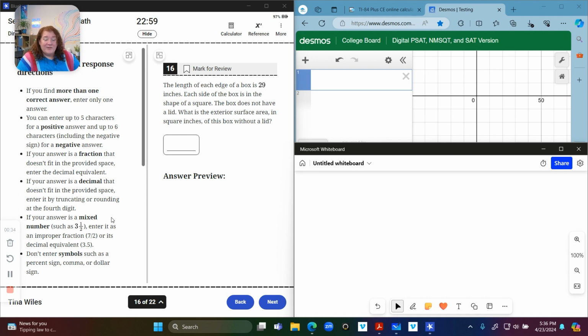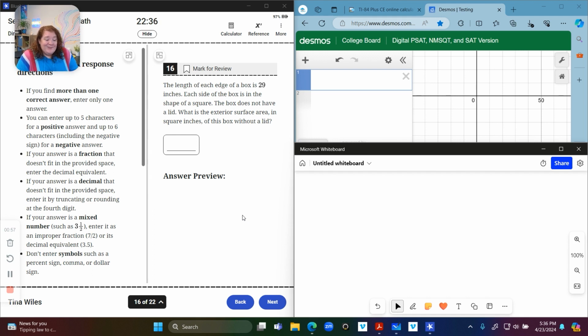I'm using the first module of the math section. And whether you're reviewing this or learning this for the first time, you're in the right place. I'm going to go ahead and get started with question number 16. We are getting into some harder problems, so just to let you know as we start working through these.